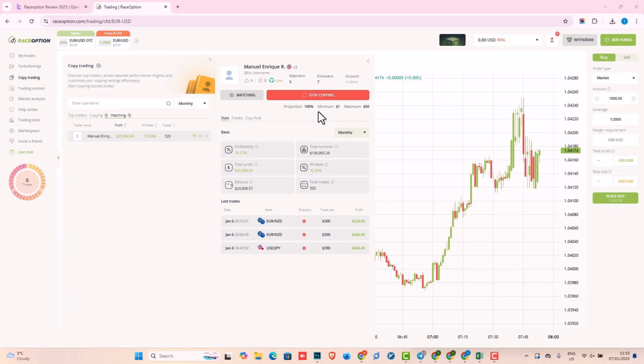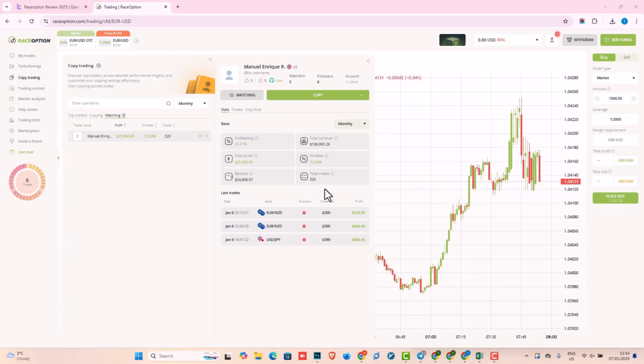Copy trading doesn't guarantee profits. And keep in mind that copy trading does not guarantee that trades will always be profitable.